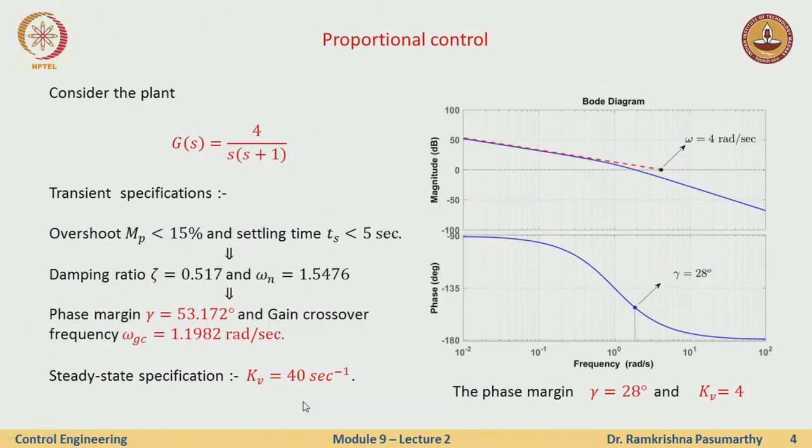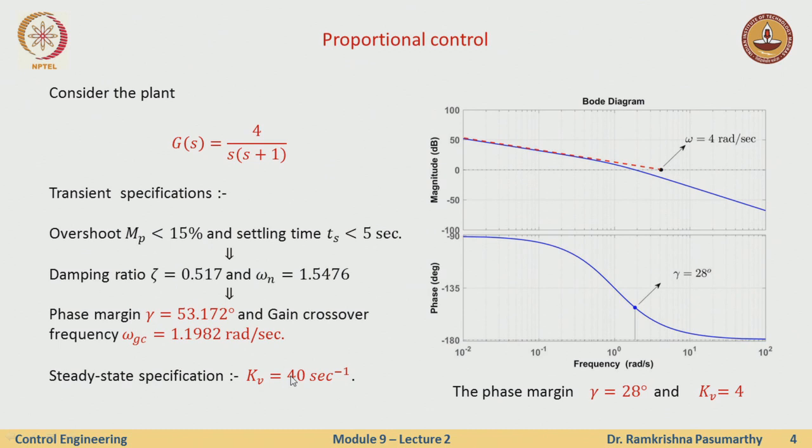Just to make things a little easier, let us start with an example. I am given G(s), the plant, as 4 over s(s+1), with specifications that the overshoot should be less than 15% and the settling time less than 5 seconds, which translate to appropriate zeta and omega n. We know the formulas for this, which in turn translate to a phase margin of 53 degrees and a gain crossover frequency of 1.19. In addition, the steady state specification I should meet is a Kv of 40 per second.